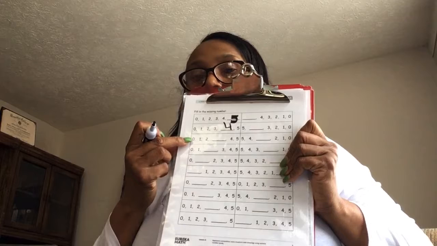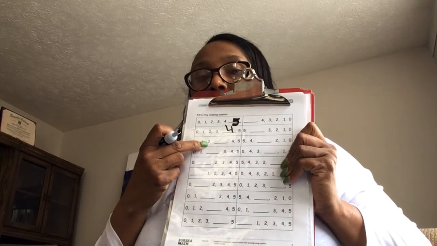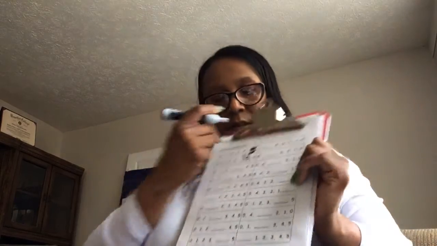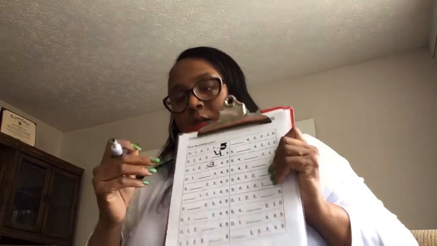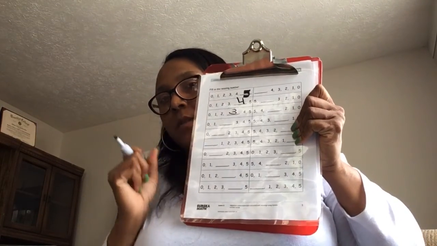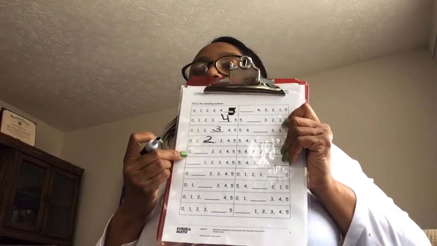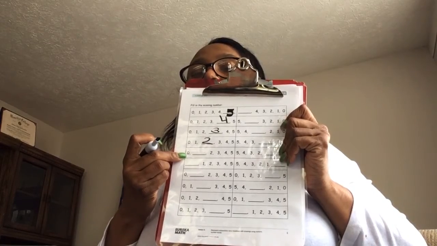All right, the next one, we have 0, 1, 2. What number comes next? 3. Great job. We have 0, 1. What number comes next? 2. Great job. We have 0. What number comes next? 1.